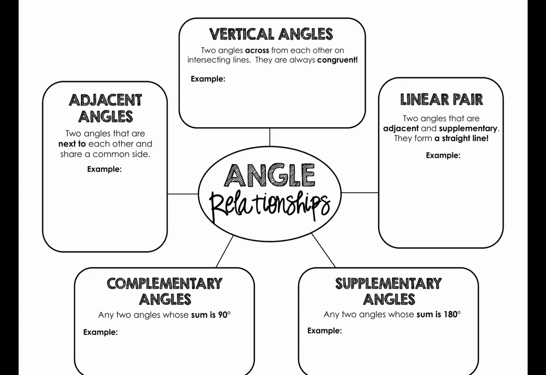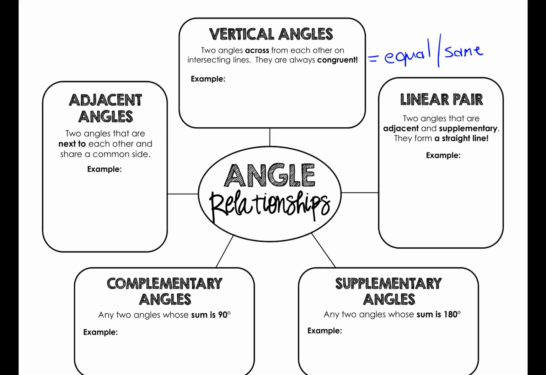So the first one we're going to look at is this graphic organizer here, to look at our different types of relationships. The first one here, at the top middle, is vertical angles. Vertical angles are two angles across from each other on intersecting lines, and they are always congruent. Keep in mind, congruent means equal or the same.